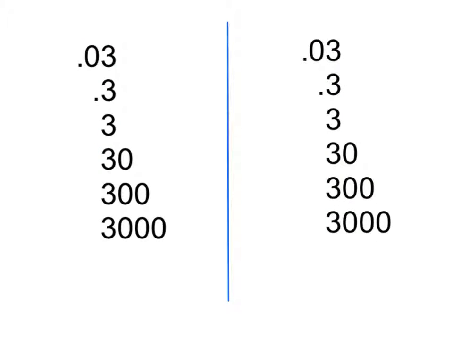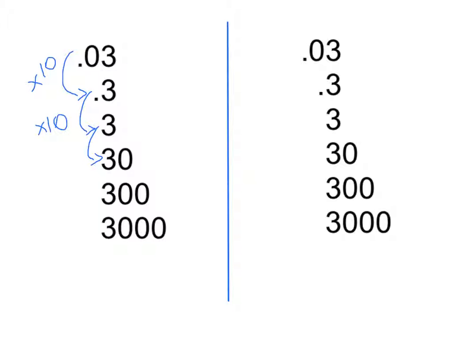Here's a series of related numbers. We have 3 hundredths, 3 tenths, 3, 30, 300, 3,000. The relationship between these numbers is that each time we go down the list, what we're actually doing is multiplying by 10. So let me label that to explain. When we go from 3 hundredths to 3 tenths, we're multiplying by 10. 3 tenths multiplied by 10 equals 3.